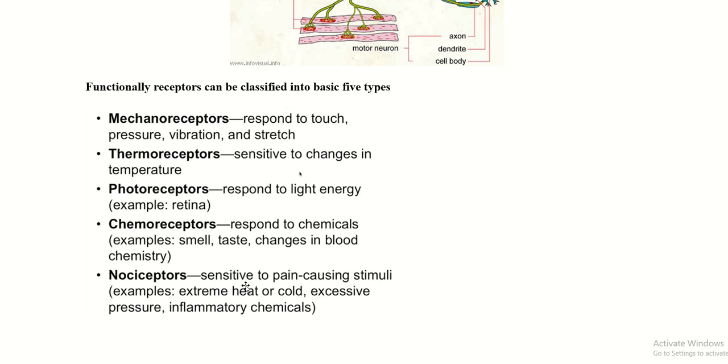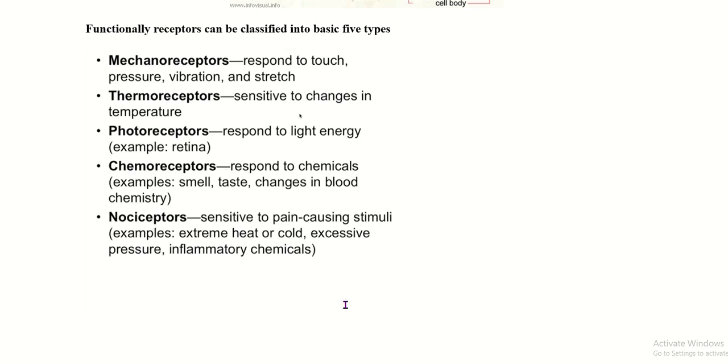nociceptor, sensitive to pain-causing stimuli, extreme heat or cold, excess pressure, and inflammatory chemicals, which cause damage of the tissue. This receptor responds when damage of the tissue occurs.